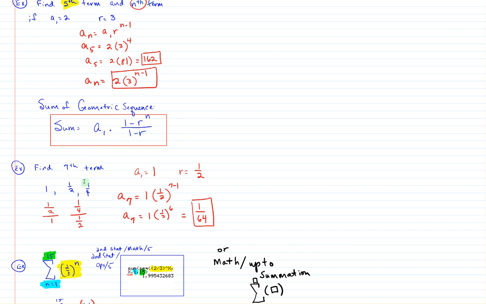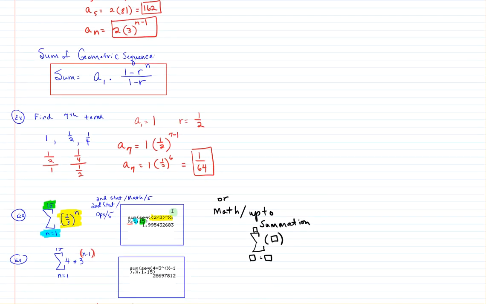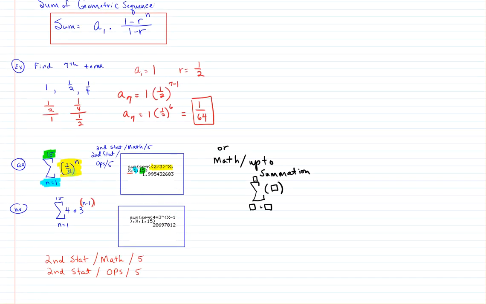Find the 7th term of this sequence. We have a sub 1 is 1, and we had to figure out the r. 1/2 divided by 1 and 1/4 divided by 1/2 both give you 1/2. So a sub 7 is 1 times 1/2 to the 7 minus 1. That is 6. 1/2 to the 6th is 1 over 64, and we're multiplying by 1. So that's our answer.